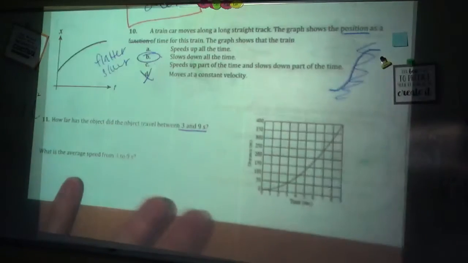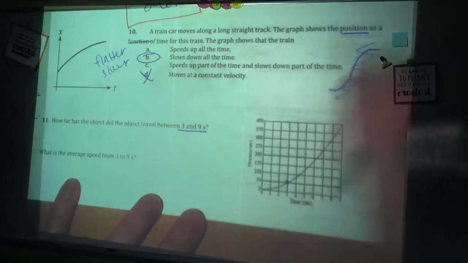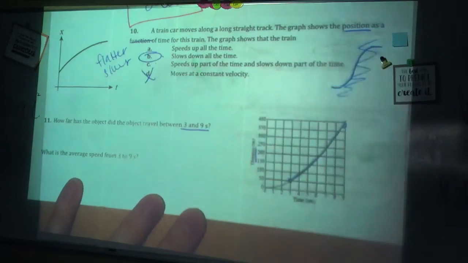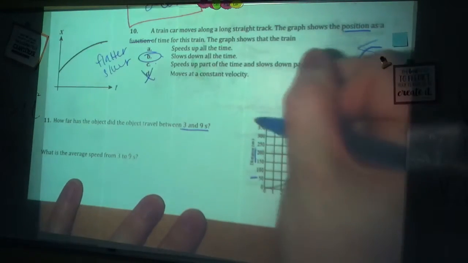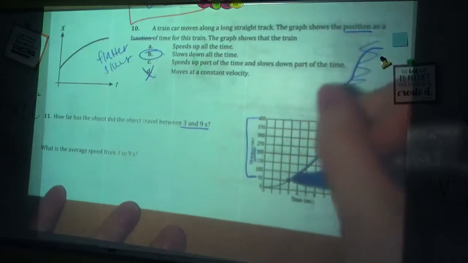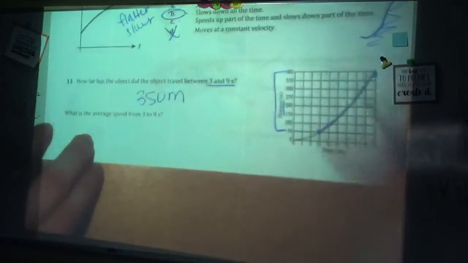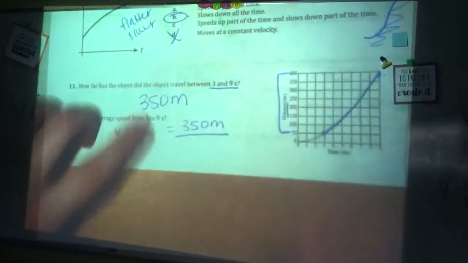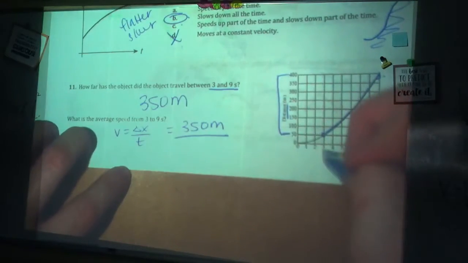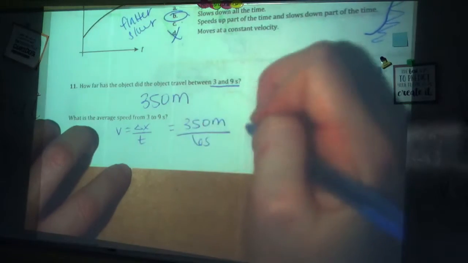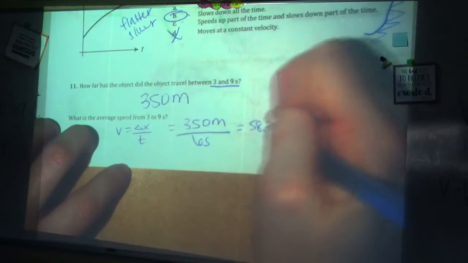Between 3 and 9 seconds, so go to 3, go to 9, so I'm looking for how far it moved. This is the distance. So if it's 50 meters away and now it's 400 meters away, then from then to then, it moved 350 meters. And then average speed is just the change in x over time. Change in x, we just said how far it moved, would be 350. And from 3 to 9 seconds, that's 6 seconds that have passed. So then your average speed would be 58.33 meters per second.